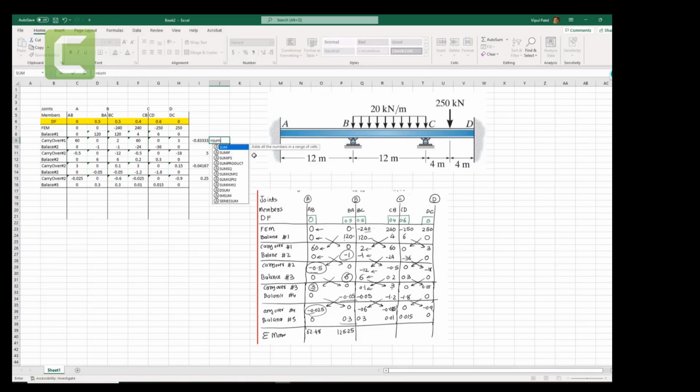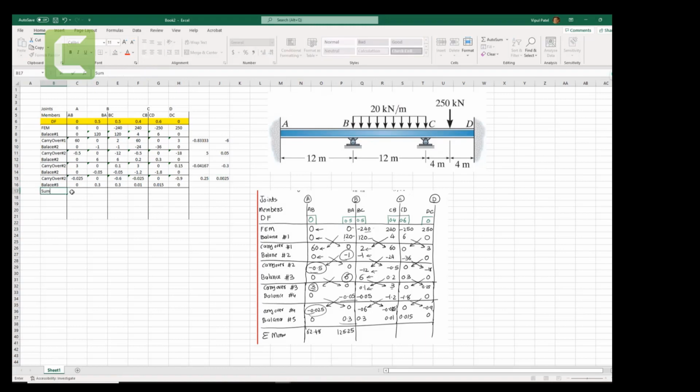Equal to sum carry over of these ones divided by sum. We need to carry over these two, but we need to fix this one. We can't change that. So minus 6. So you can see balance, we don't need it. Balance, we don't need it. This one, we don't need it. So error is 0.25, 0.25.